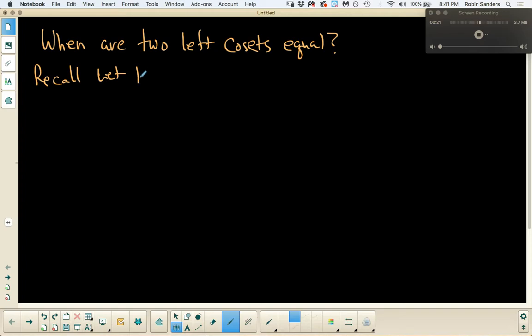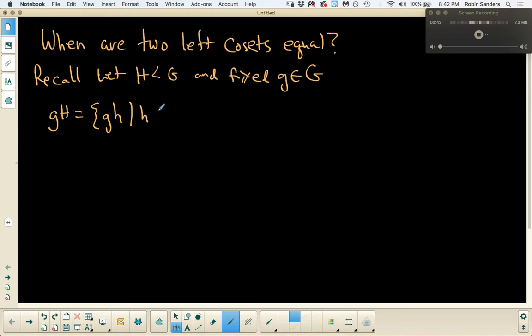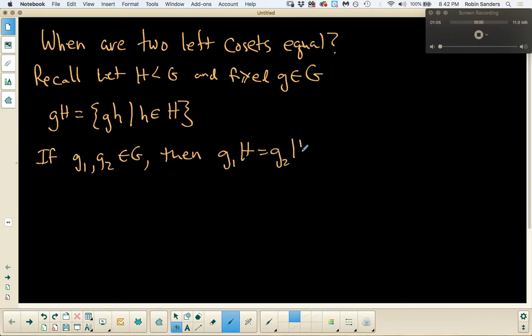We need to have a subgroup H of a group G, and we need a fixed element named g inside capital G, and the left coset, which is written gH, is nothing more than the set of objects that look like g times little h, where little h is running through all of the elements in capital H. Now, we have previously seen that if I look at two elements, g1 and g2 inside G, then it turns out that either their left cosets are equal to each other or their left cosets are disjoint.